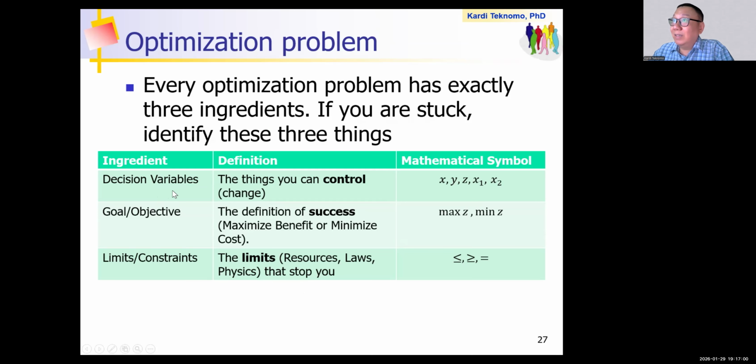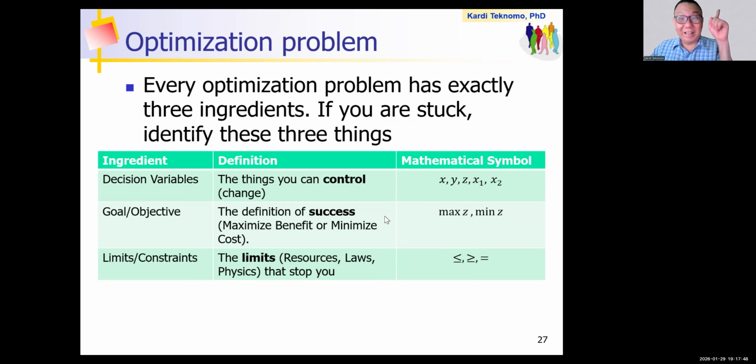First is decision variables. These are the things that you can change, you can control. The second is the goal, the objective. This is the definition of success. Either you maximize the benefit or minimize the cost. And the third one is the constraint, the limit, something that stops you from achieving your objective. Very good. The constraint will have inequality or equality. The objective must be maximized or minimized. Is it clear or not?